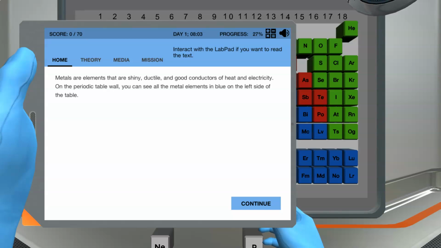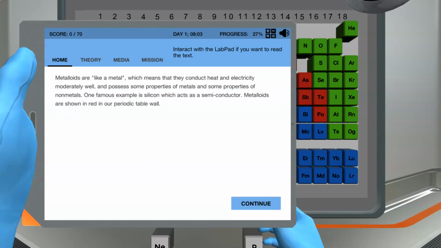Metals are elements that are shiny, ductile, and good conductors of heat and electricity. On the periodic table wall, you can see all the metal elements in blue on the left side of the table. Non-metals are elements that appear dull and are poor conductors of heat and electricity. On the periodic table wall, non-metals are shown in green and are located on the right side of the table.